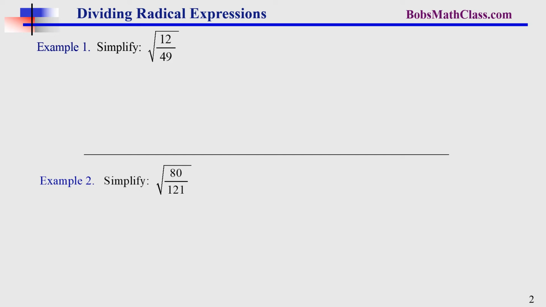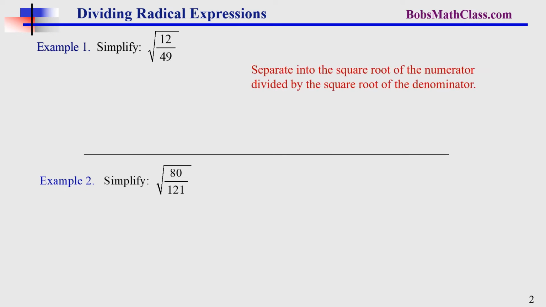Okay, our first example, square root of 12 over 49. So we're going to separate it into two square roots, the square root of the numerator over the square root of the denominator, and then simplify each one. The numerator, that's 2 times 2 times 3, so a 2 will come out, a 3 will stay inside, and then the square root of 49 is 7.